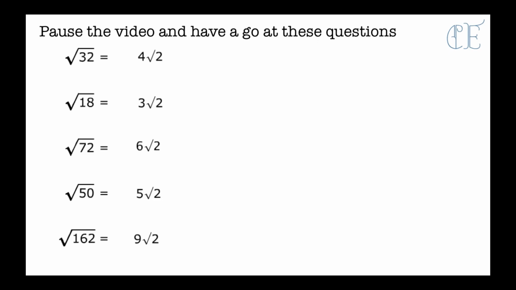And then here we have 162. The square root of 81 is 9, so it must be 81 times 2. Square root of 81 is 9, and then the root 2 goes on the end. So well done if you got all of those right.